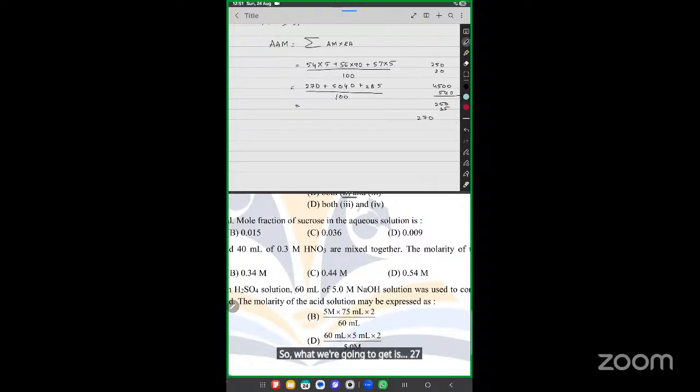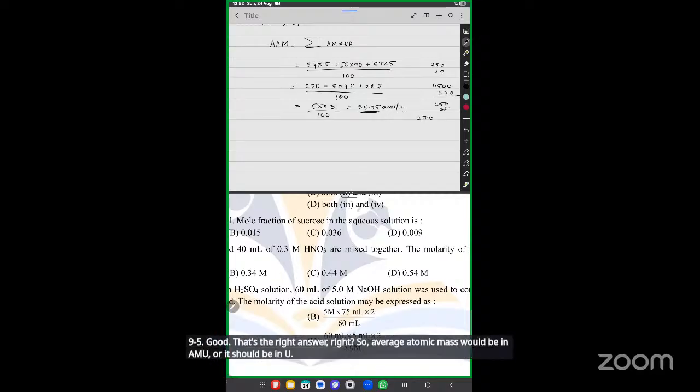We can do it as such. So 5005 5595, and yeah, 5595 divided by 100. So you're going to get 55.95. Good. That's the right answer, right? So average atomic mass would be in AMU or it should be in U, but they have not given anything.